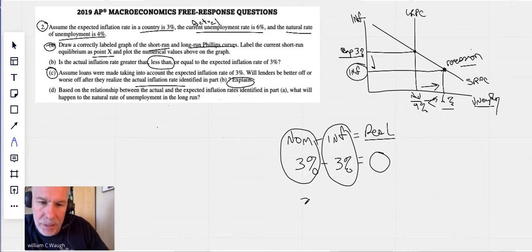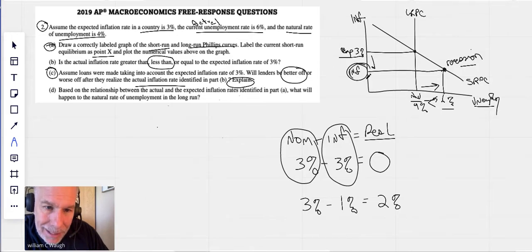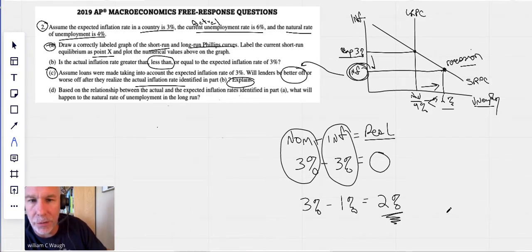But let's say you did charge him 3%, but actual inflation was only 1%. You would have made 2% on your money. Can we see that? Your real interest rate would have been 2%. So in this situation, when actual inflation is less than expected, lenders would be better off. Creditors, banks would have gained money in that situation.